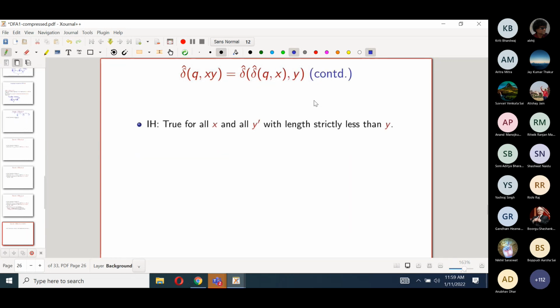So now for longer strings y, we are going to be using induction. The induction hypothesis will state that it is true for all x and all y dash that are strictly lesser in length than y. Now you consider the string xy, where y can be rewritten as y dash concatenated with a. So a is the last symbol of y.